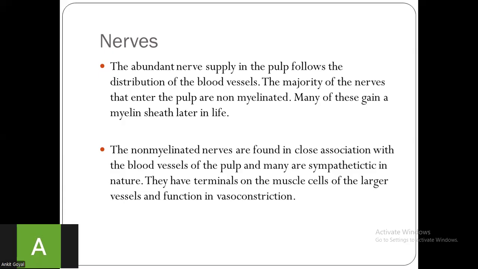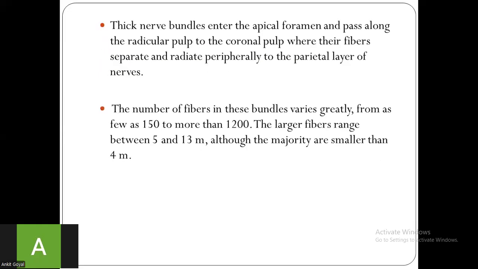The evident nerve supply in the pulp follows the distribution of the blood vessels. The majority of the nerves enter the pulp as non-myelinated. Many of these gain some myelin sheath later in life. These non-myelinated nerves are found in close association with the blood vessels of the pulp and many are sympathetic in nature. They have terminals on the muscle cells of the larger vessels and their function is vasoconstriction.